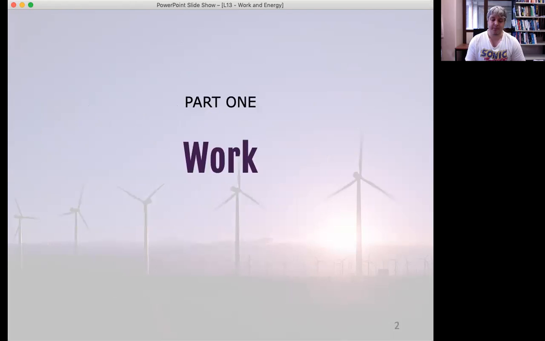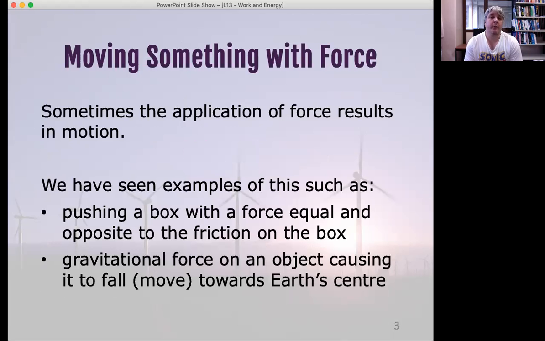So firstly, work. What is work? When we're moving something by applying a force to it, it takes effort. Applying a force and causing a motion takes effort. You might be pushing a box with a force equal and opposite to the friction on that box, or it might be gravity that's applying the force and the object falls towards Earth's center. It accelerates downwards, or if it reaches terminal velocity, it travels downwards with a constant velocity while the force is applied. In both of those cases, the application of a force has caused an object to move some distance.